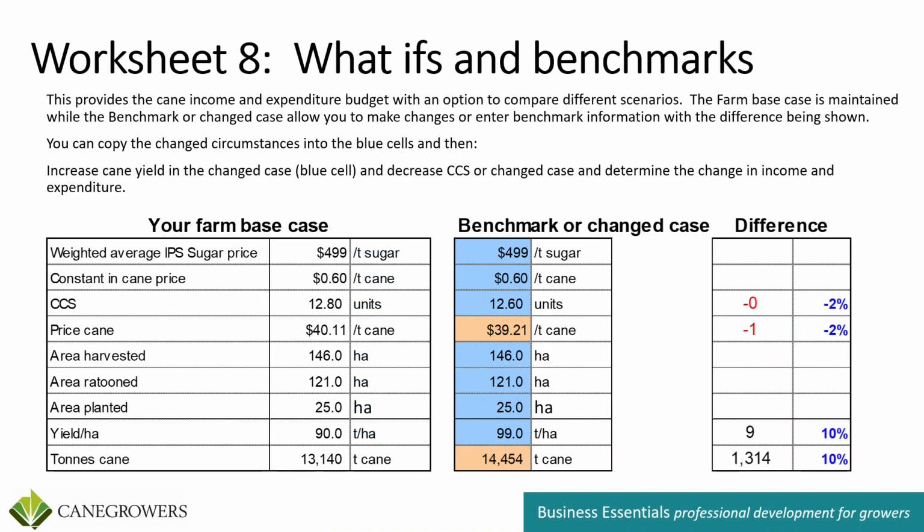In this example, we have changed 2 items in the productivity part of the table. I'm testing the impact of a drop of 0.2 units of CCS and at the same time a yield increase of 10% as a what-if scenario for a much better growing season than initially anticipated.